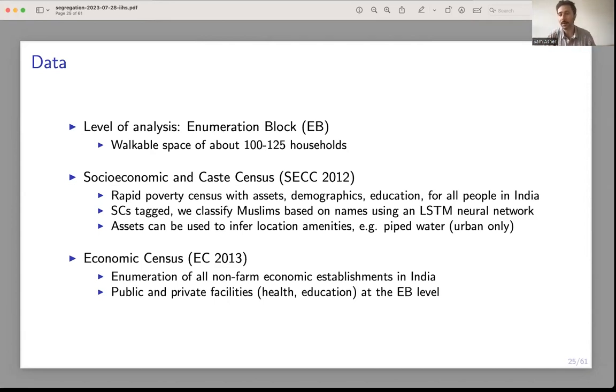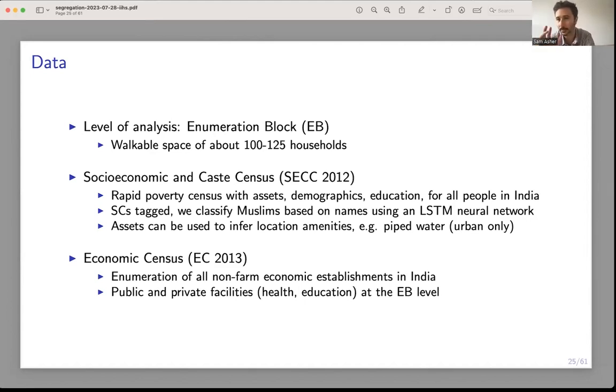And so the SECC is this poverty census. It's the most recent of many different rounds of poverty censuses that the Indian government has done, and it collects detailed information on assets, demographics, education, and so on. There's actually a variable for SC, but we had to classify Muslims by their names. The names are in the data.